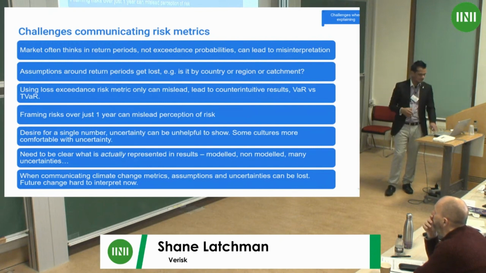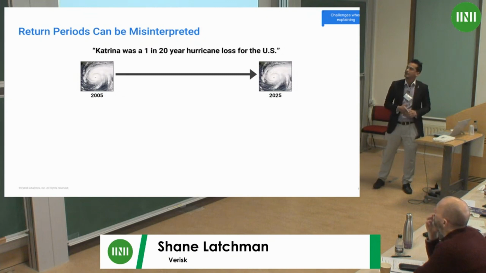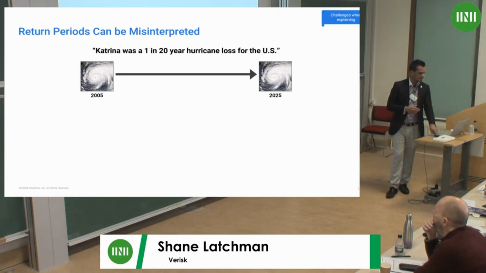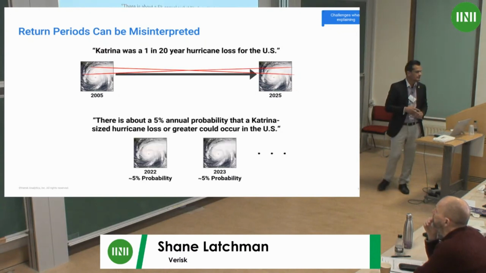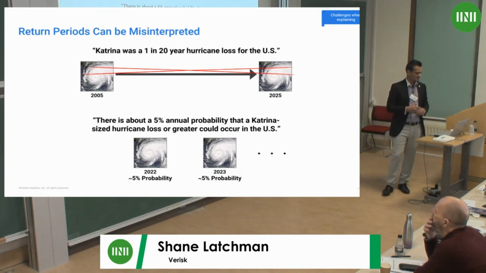I'll explain a better way of doing that. So on the return period side, this is a common example. Katrina was a 1-in-20-year hurricane loss for the U.S. So maybe some market participants think if it happened in 2005, it may not happen again until 2025. And of course, the better way to explain that is that there's about a 5% annual probability that a Katrina-sized hurricane loss or greater could occur in the U.S. So that's a more precise way. That may not necessarily be as conversational and easy to say, but that's a more precise way of doing it.